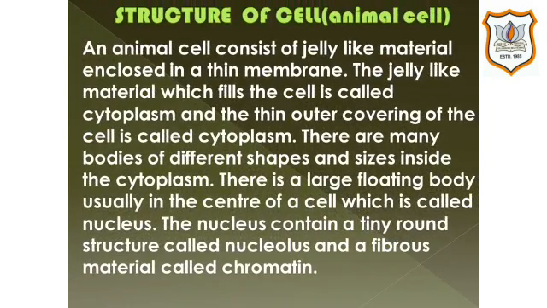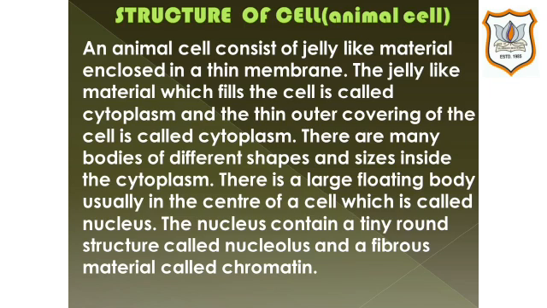Now students, our interesting topic is structure of cell. First we will study about animal cell. An animal cell consists of a jelly-like material enclosed in a thin membrane. The jelly-like material which fills the cell is called cytoplasm, and the thin outer covering of the cell is called cell membrane.